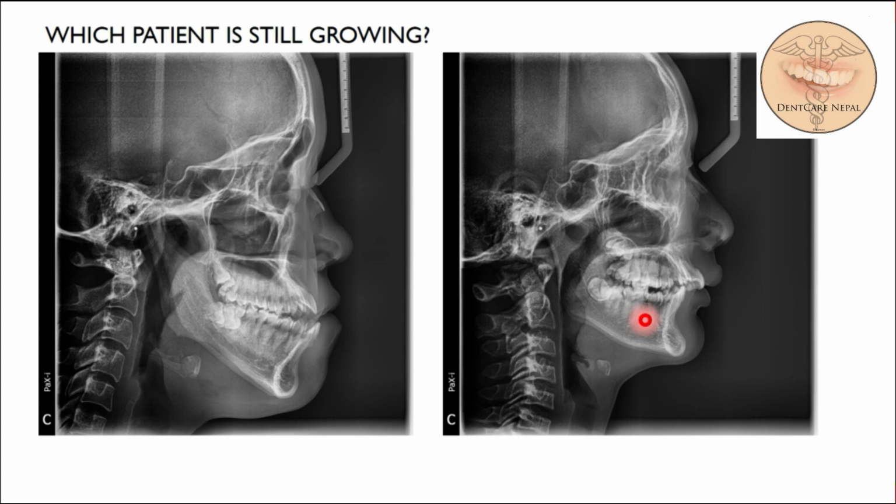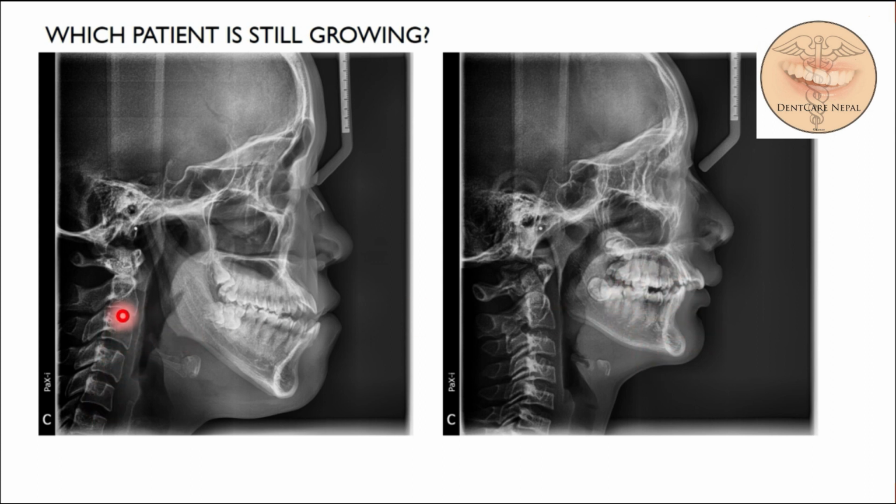If you haven't guessed it already, in this patient we can see that the border of C2 and C3 has started developing a concavity. The body is also trapezoidal at C2 and C3. So this patient is still growing, and the mandible is lagging behind the growth. So a myofunctional appliance can be used in this patient.